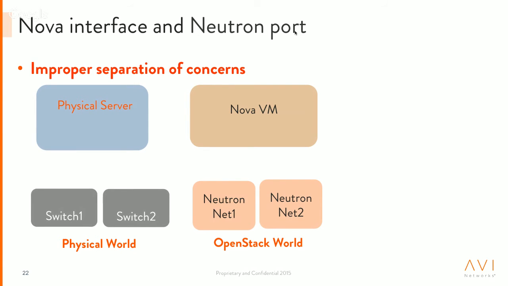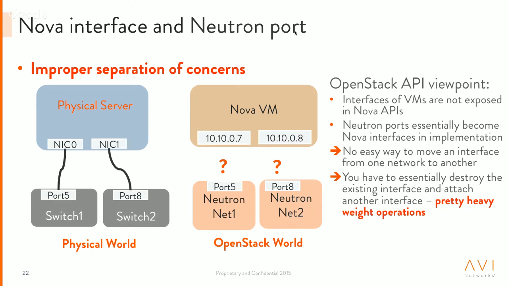On the left-hand side, I have the physical world, where you have a physical server and switches, and on the right-hand side we have the OpenStack equivalents, like virtualized Nova VMs and Neutron networks. Those are one-to-one concepts, like virtualized switches, your Nova network. In the physical world, switches have ports and physical servers typically have NICs, and you plug in the wire between them. Unfortunately, on OpenStack, because of the way we initially built it up.